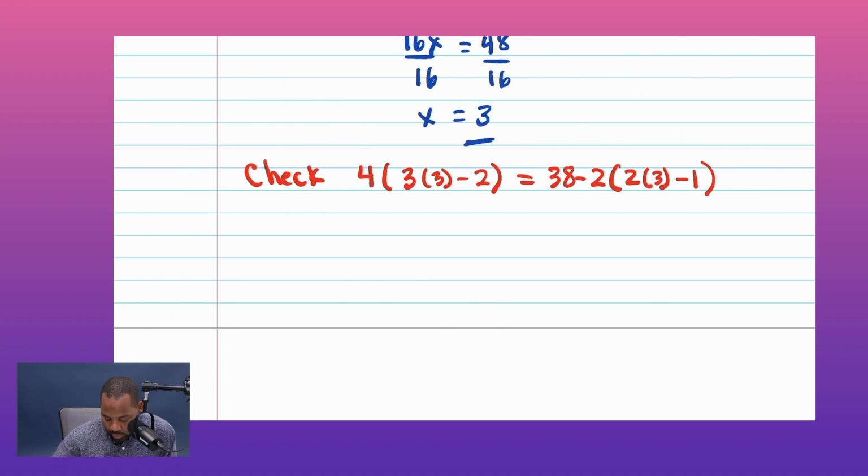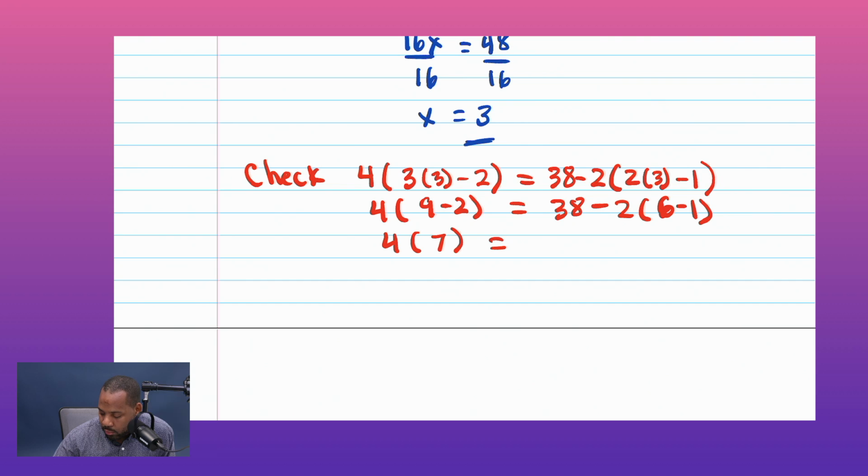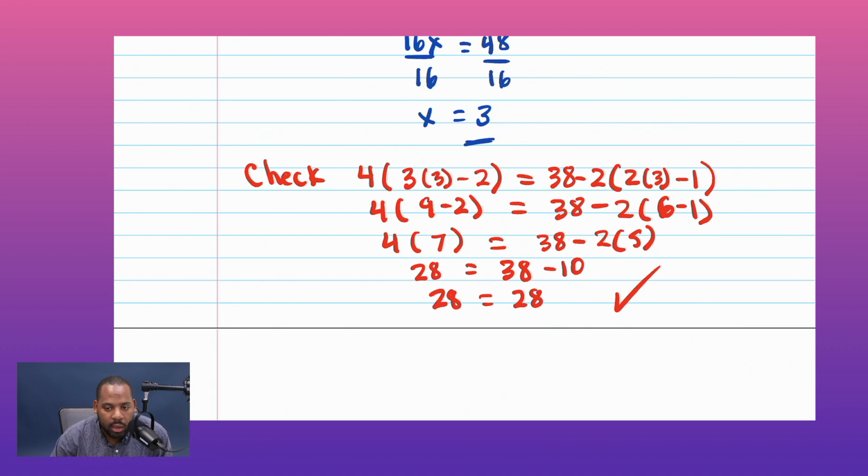That's how we know we did it right. All right, and so if we simplify this, we'll have 4 times 9 minus 2. Is that equal to 38 minus 2 times 6 minus 1. And so 4 times 7, is that equal to 38 minus 2 times 5. We have 28 on this side. Is that equal to 38 minus 10? We do have 28 is equal to 28. So it checks out. So we solved it right.